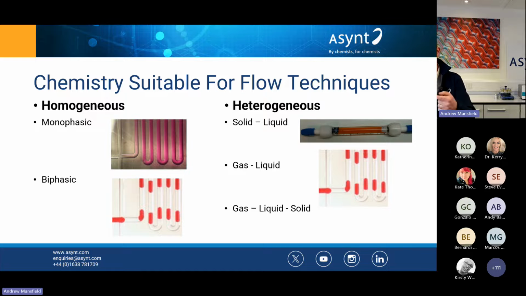Then we can have gas liquid partitions. So we can have that same biphasic condition where we have two immiscible liquids, but we can have that with gas and liquid. And then we can combine all three to have triphasic systems.